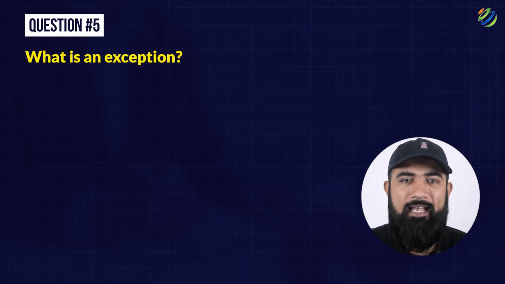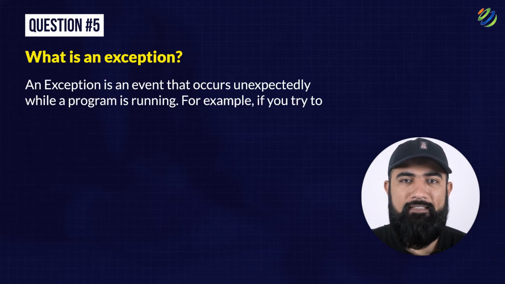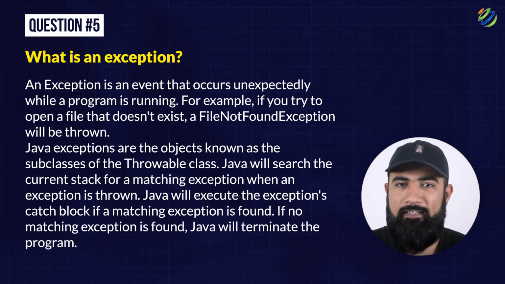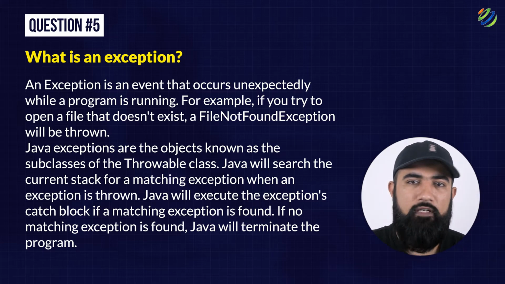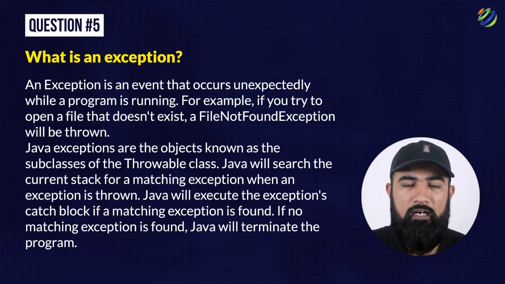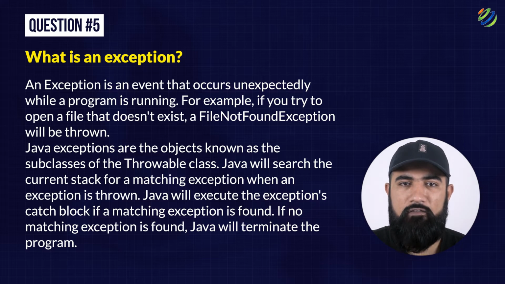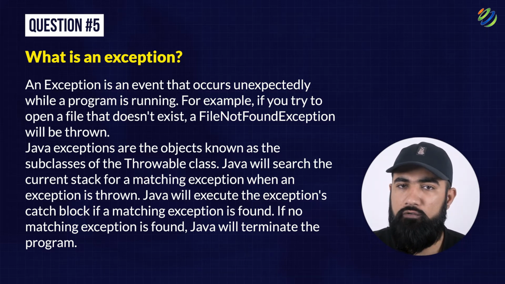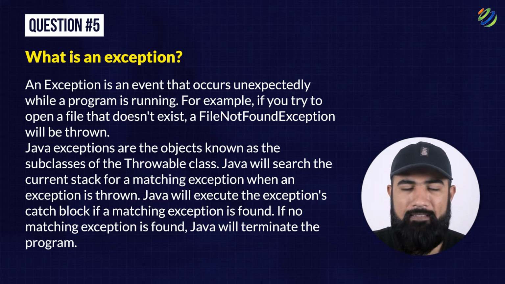Number 5. What is an exception? Well, an exception is an event that occurs unexpectedly while a program is running. For example, if you try to open a file that doesn't exist, a FileNotFoundException will be thrown. Java exceptions are objects known as subclasses of the Throwable class. Java will search the current stack for a matching exception when an exception is thrown. Java will execute the exception's catch block if a matching exception is found. If no matching exception is found, Java will terminate the program.